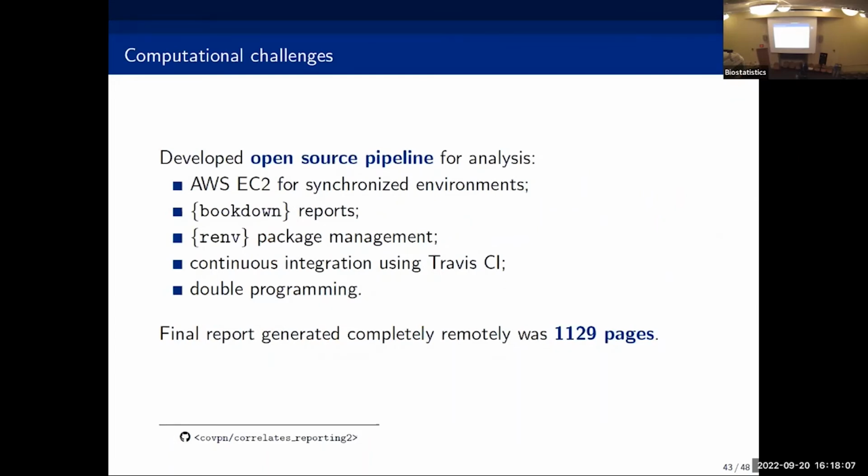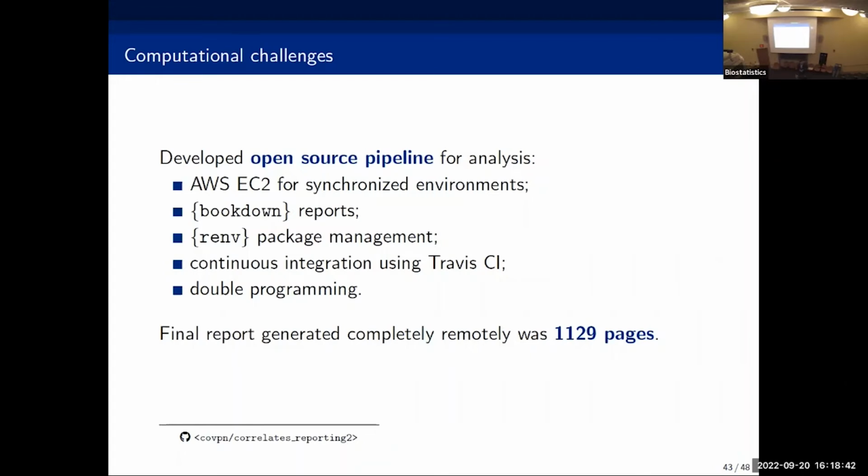We had a great team, about 12 programmers and statisticians who worked very hard to have a synchronized pipeline. We worked with Moderna to build a synchronized environment using AWS. We have fully reproducible reporting using things like R Markdown and the Bookdown package. We use renv for our package management, syncing up package versions across different systems. We had continuous integration where we did a ton of practice builds of this report using a continuous integration service. We had formal double programming of these results, including very complex machine learning analyses.